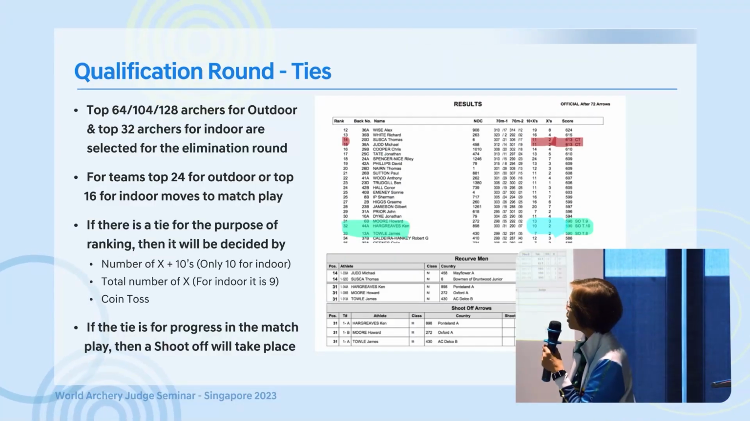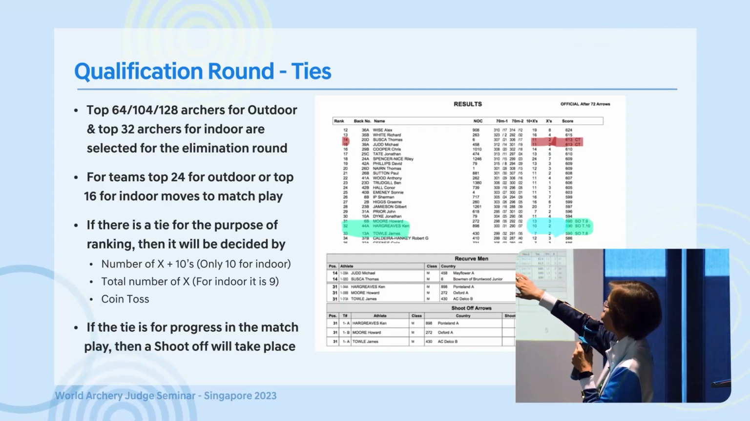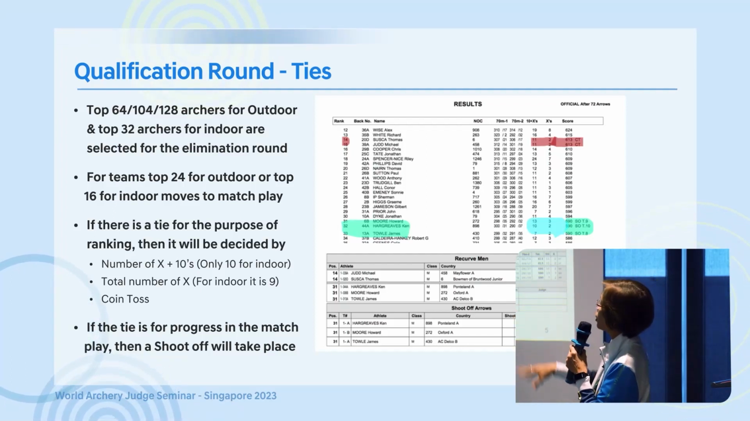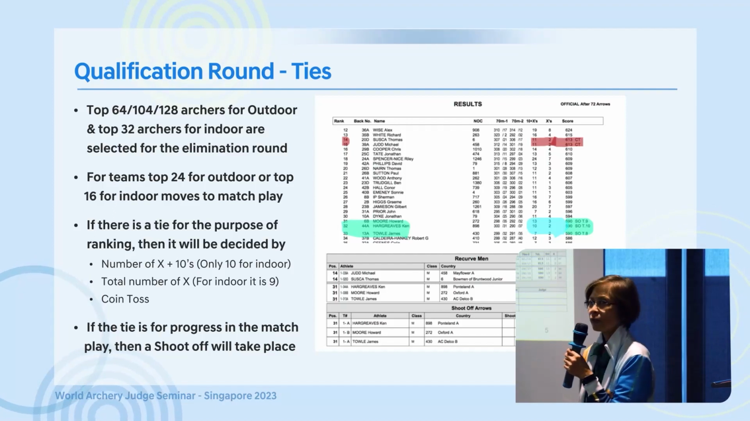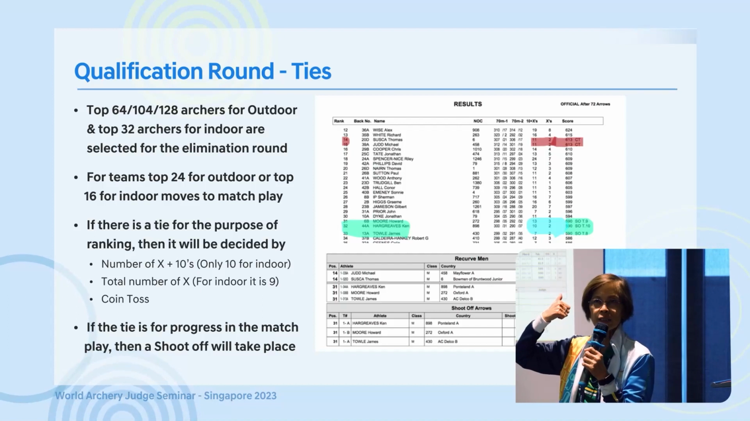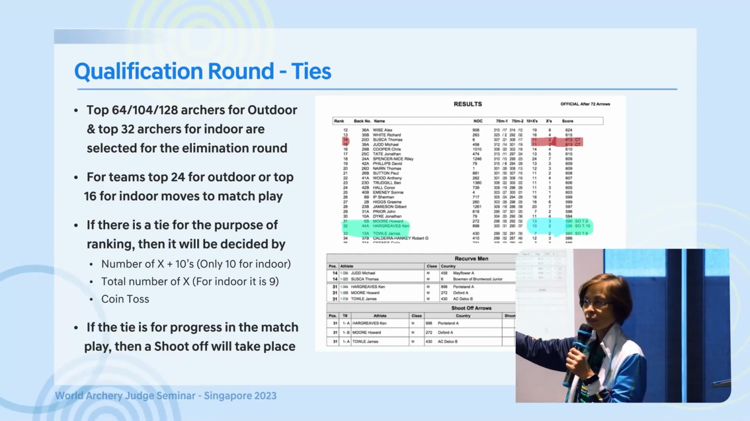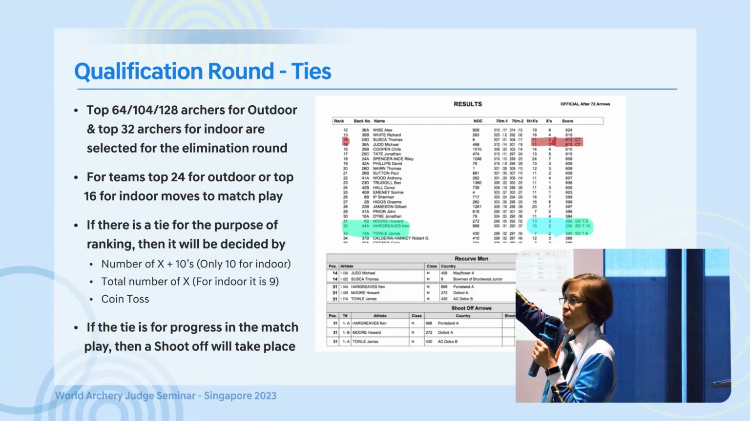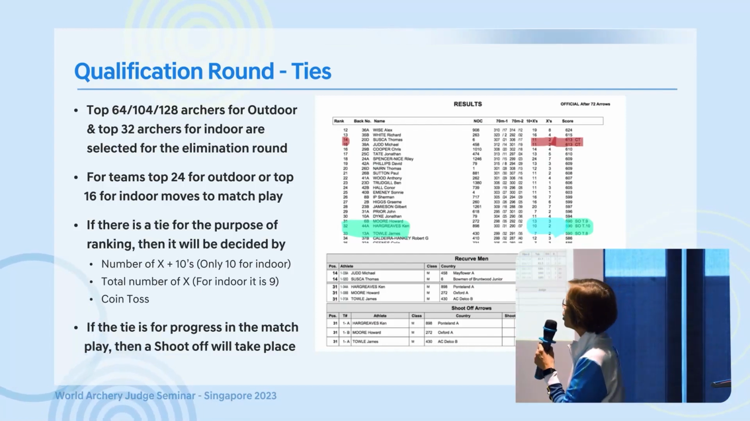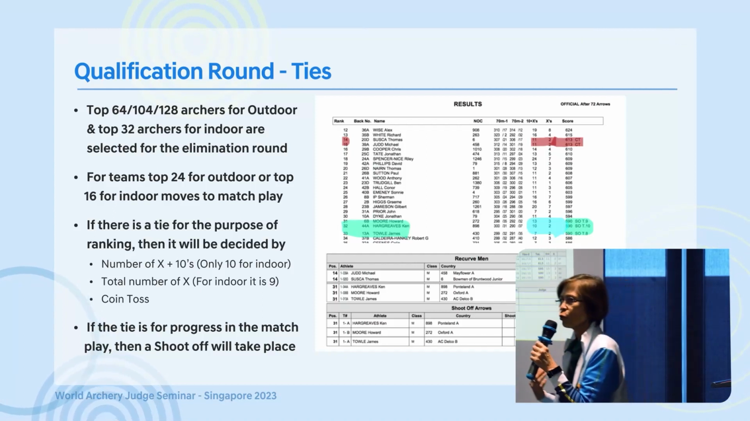Okay, so in this case, for the top 60, 428 archers for our outdoor and top 32 for indoor, they are selected for the elimination. And for the teams, it's top 24. There was a question earlier, top 16. You don't do shoot-off for that because it's top 24 teams. Okay, you will do it if there's a tie from maybe 23, 24, 25, or 24 and 25 are both 24. Okay, now if there is a tie for the purpose of ranking, then what do you do?